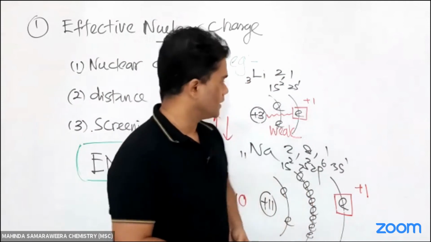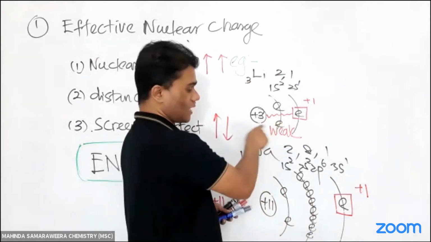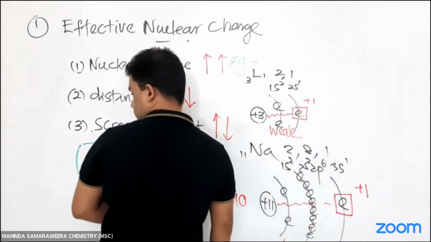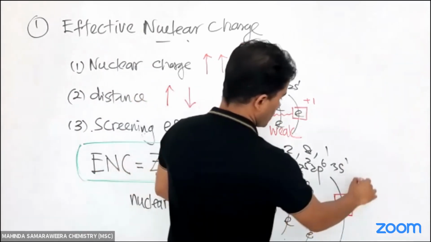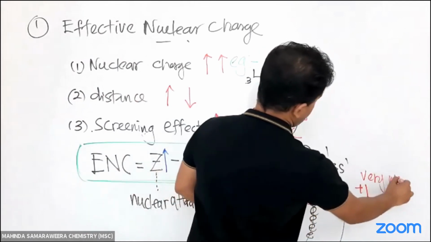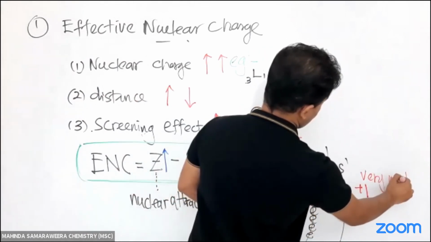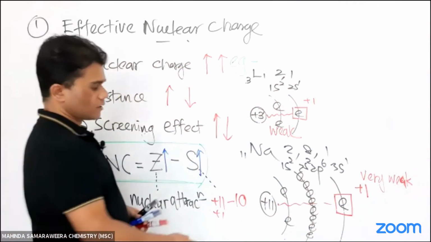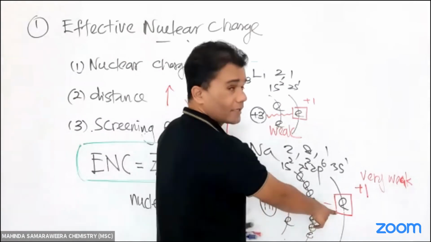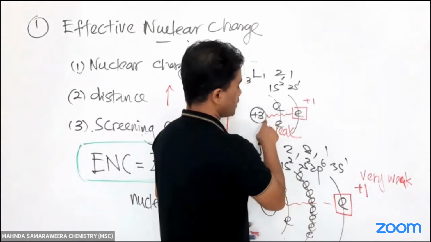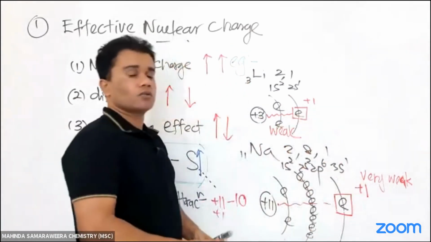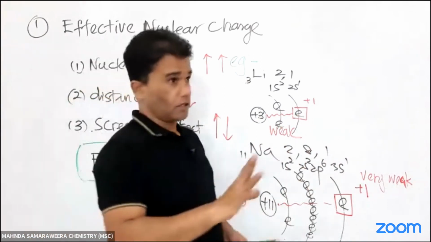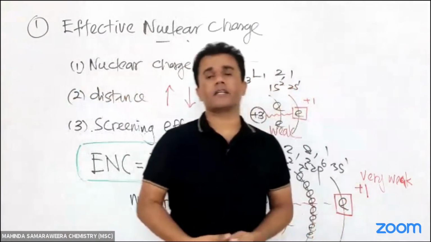Remember that. In that case, if this is weak attraction, what about this attraction? That will be very weak attraction. Here you have very weak attraction. The attraction between the sodium nucleus and the outer electron is very weak compared to the attraction between lithium and its outer electron. Right. I hope now we got that idea very clear.